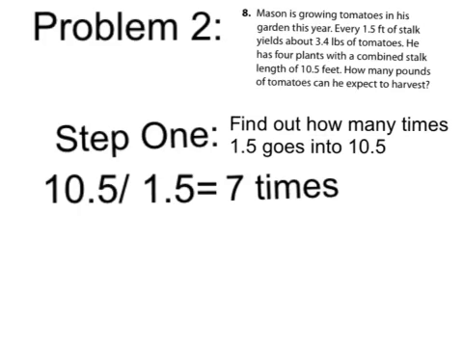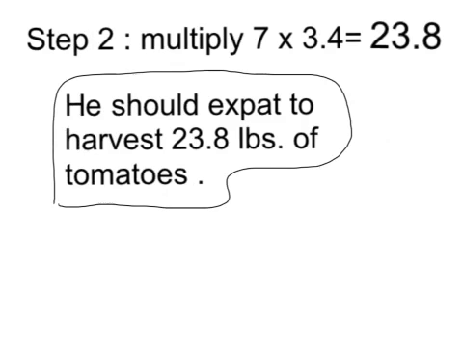Step 1. Find out how many times 1.5 goes into 10.5. 10.5 divided by 1.5 equals 7. Step 2. Multiply 7 times 3.4, which equals 23.8. So he should expect to harvest 23.8 pounds of tomatoes.